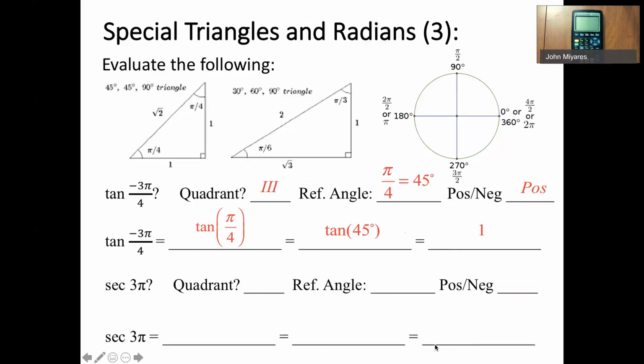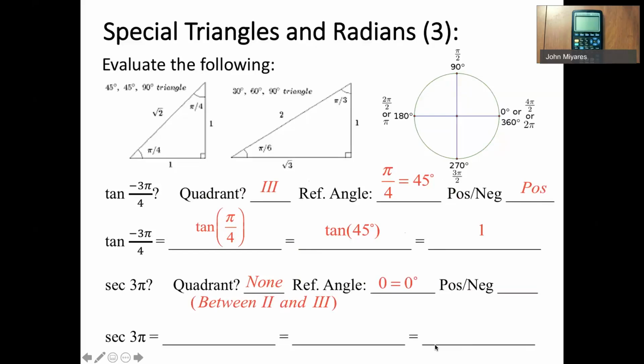For the secant of 3 pi, we again have to realize that 3 pi will not fall into any of the quadrants, as 3 pi is coterminal with pi radians, or 180 degrees, which lies on the negative x-axis right between quadrants 2 and 3. The reference angle in this case technically is going to be 0, because we are 0 degrees or 0 radians away from the nearest x-axis, because we're right on the negative x-axis.